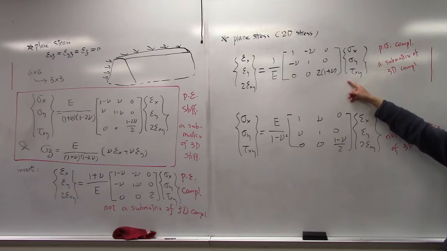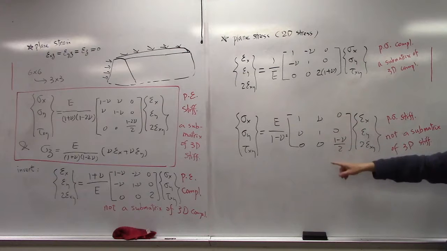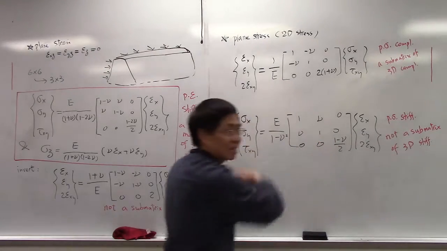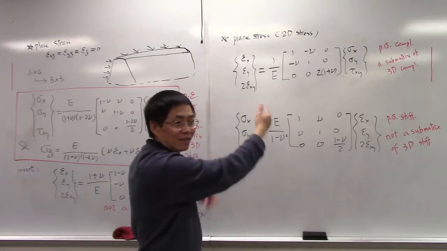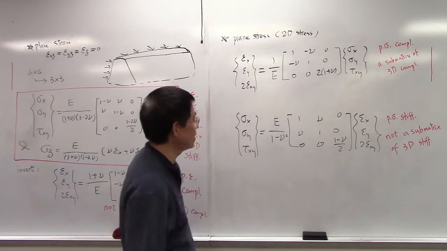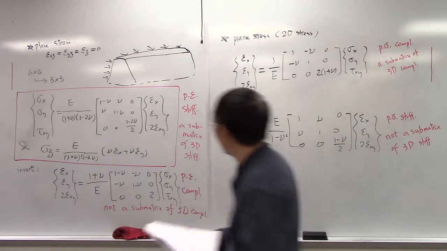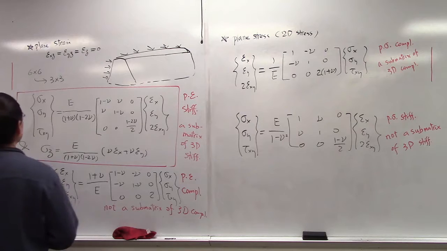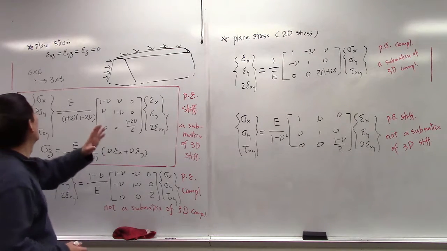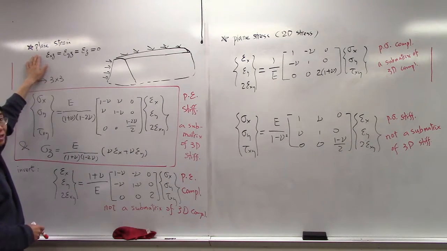So this one, you get it directly from 3D case and invert it to get the stiffness case. And as you can see, these two cases, they are just opposites of each other in terms of submatrix, okay?